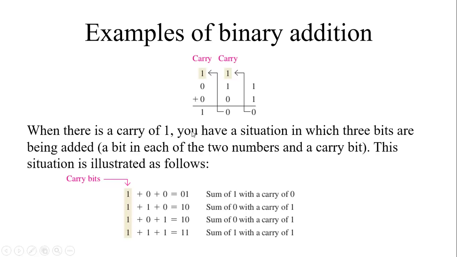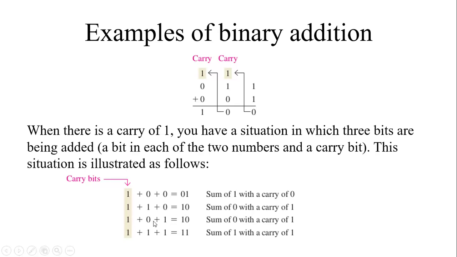When there is a carry of 1, we have a situation in which 3 bits are being added: a bit in each of the two numbers and a carry bit. This situation is illustrated as follows. This is a carry bit and these are the data bits. So 1 plus 0 equals 01. 1 is the sum bit and 0 is the carry bit in this situation. This is a carry again. So 1 plus 1 plus 0 equals 10. The sum here is 0 and the carry is 1.